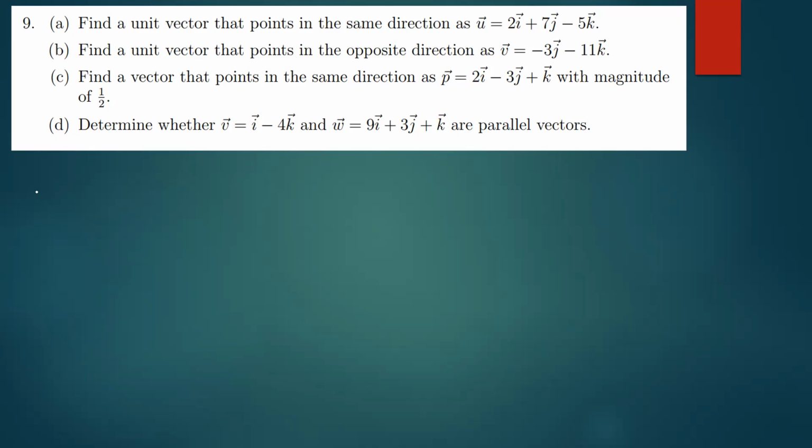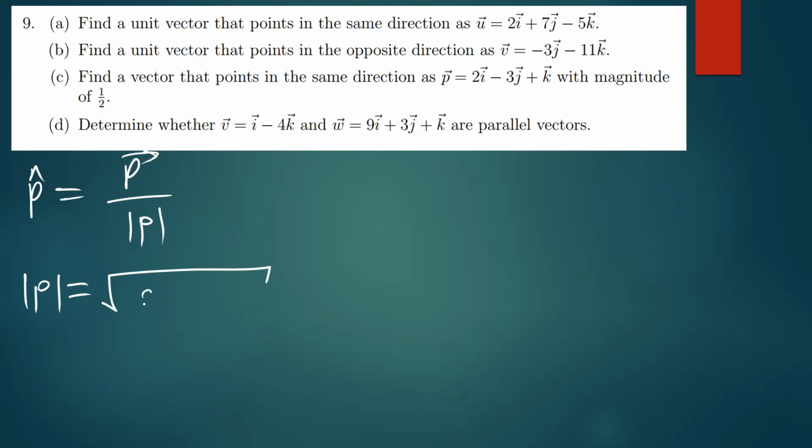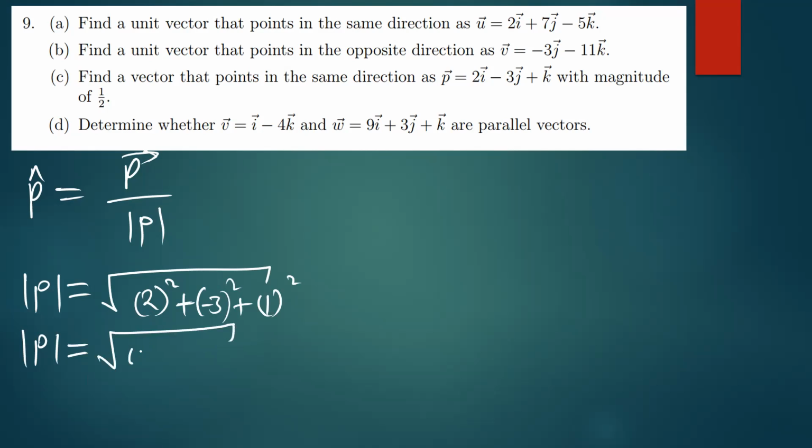So the unit vector in the direction of P is going to be P over the magnitude of P. So first of all, we need to find the magnitude of P. The magnitude of P is going to be the square root of 2 squared plus negative 3 squared plus 1 squared. So the magnitude of P is therefore equal to 2 squared, which gives us 4, negative 3 squared, which is 9, then 1 squared, which is 1.